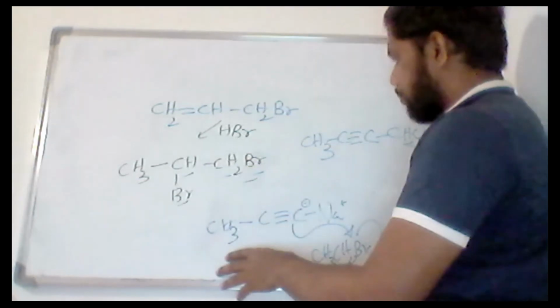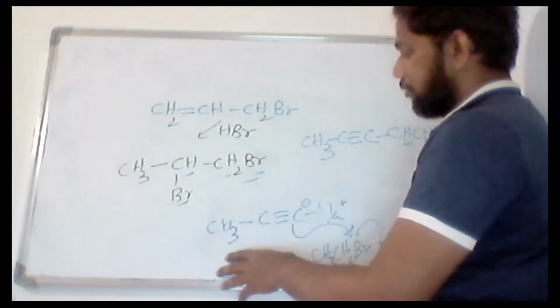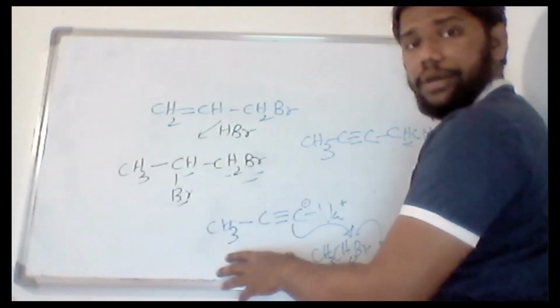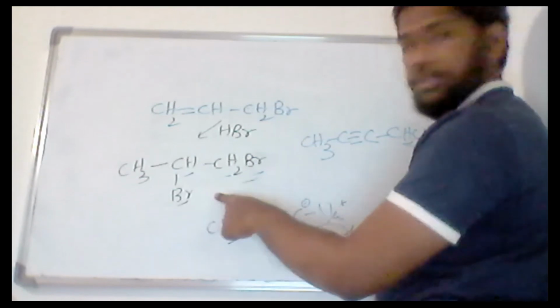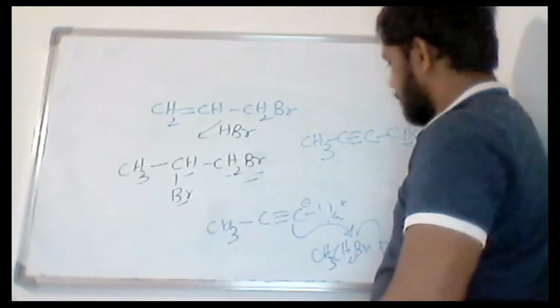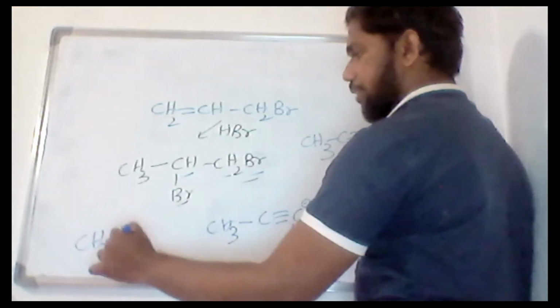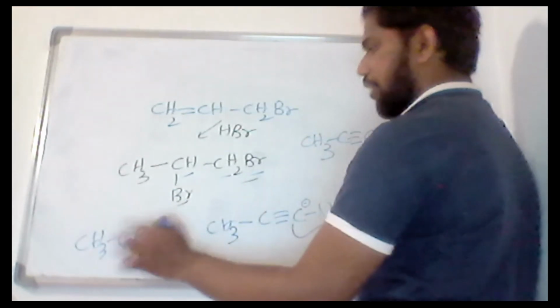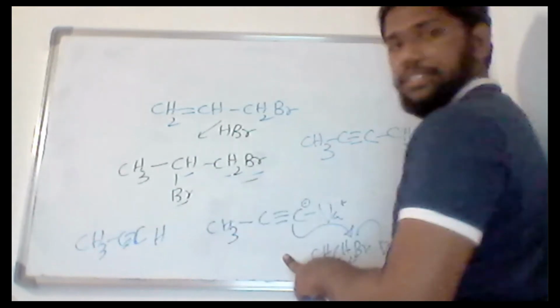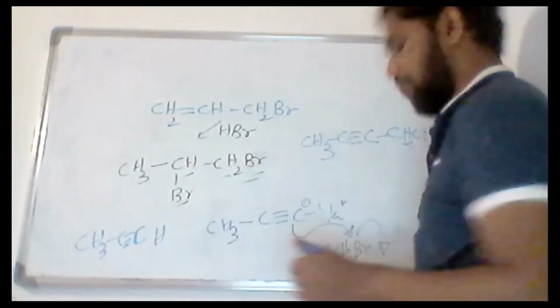1, 2, where is the other one? PQRS. So P is this one. Q is the triple bonded one. That is this one. We manipulated the structure earlier. That is this. This is the R and this is the S. So 4 structures.